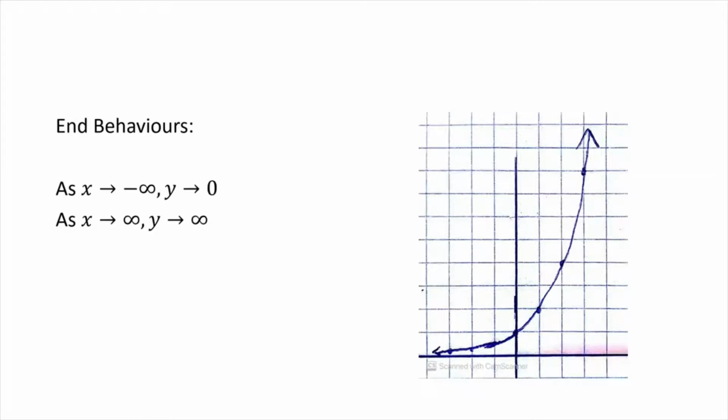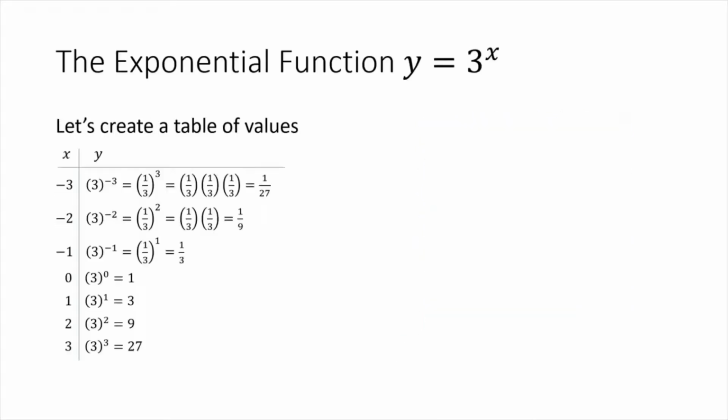The end behaviors, as x goes to negative infinity, y goes to 0. As we go far to the left, y gets closer and closer to 0. And as we go far to the right, y gets infinitely high, so y goes to infinity.